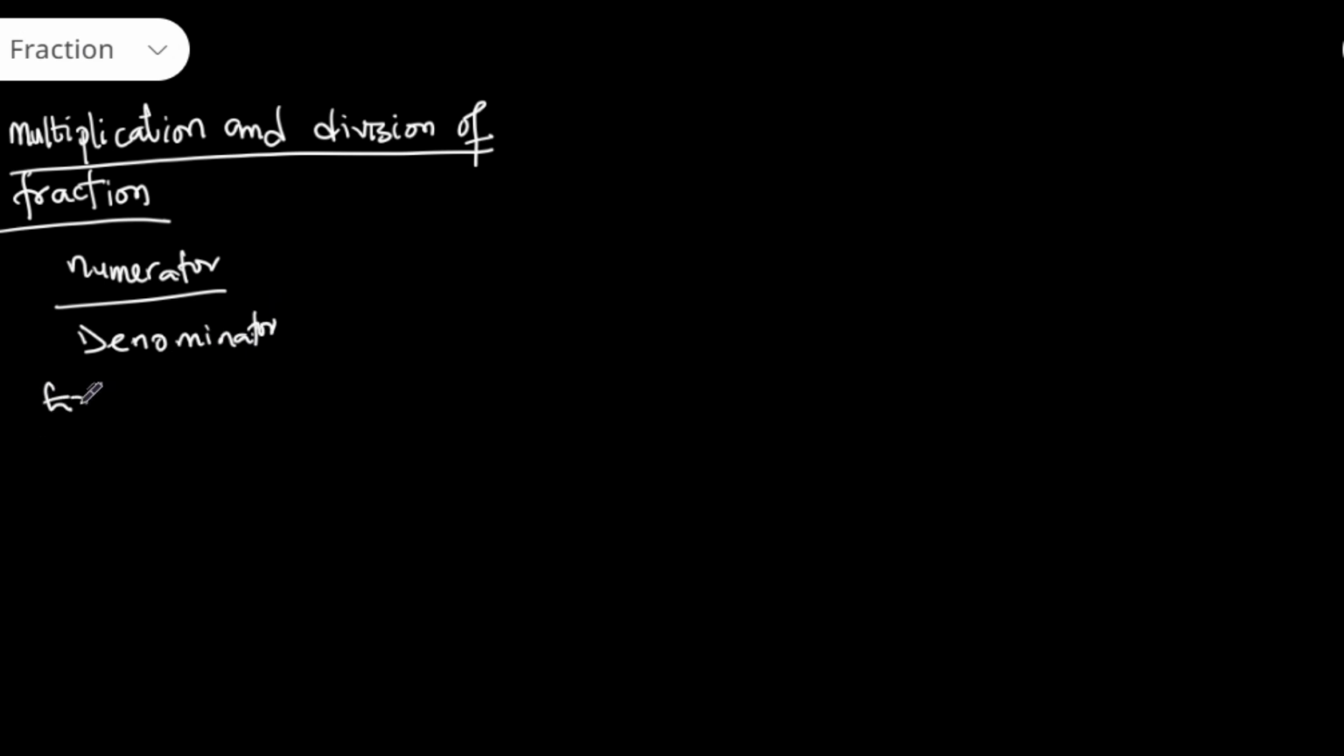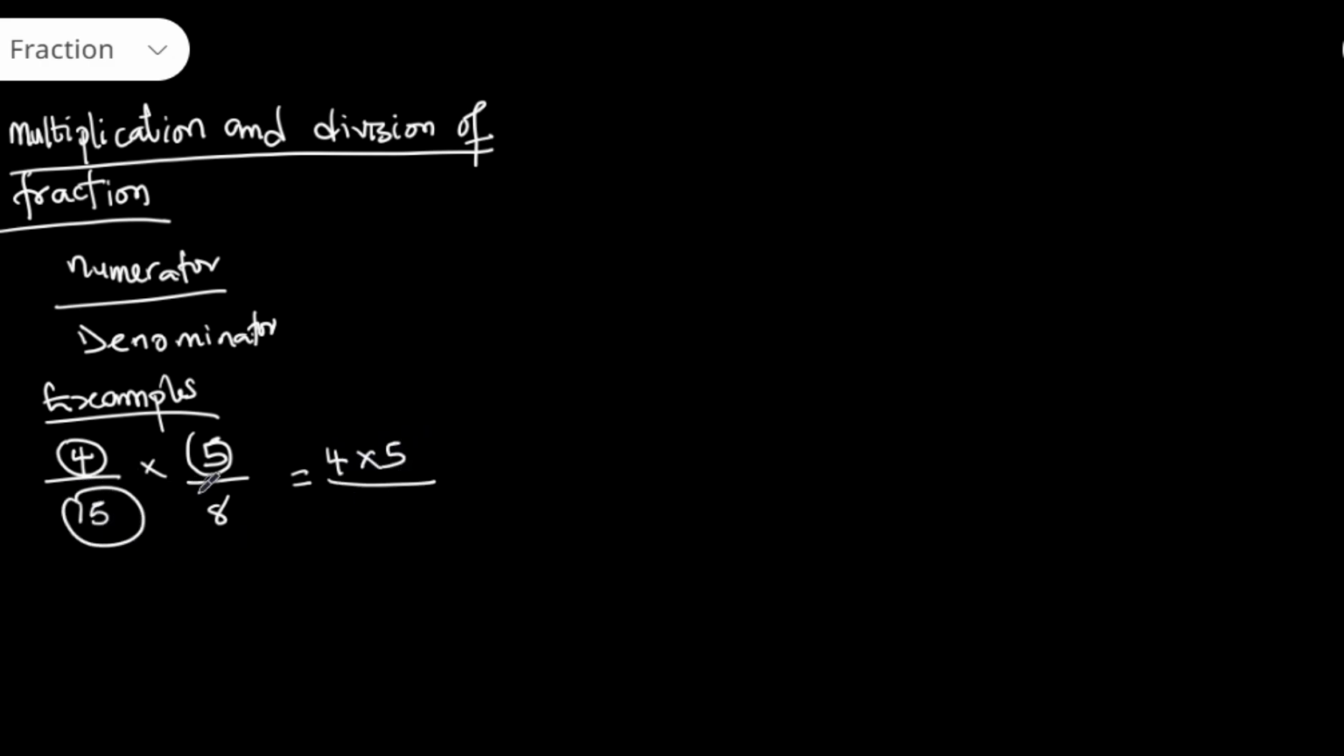So, for example, if I have two fractions, 4 over 15 multiplying 5 over 8. Now, two ways to do this. Number one, you can go ahead and multiply numerator and numerator. That will give you 4 times 5, over, as well as denominator and denominator, which is 15 times 8.